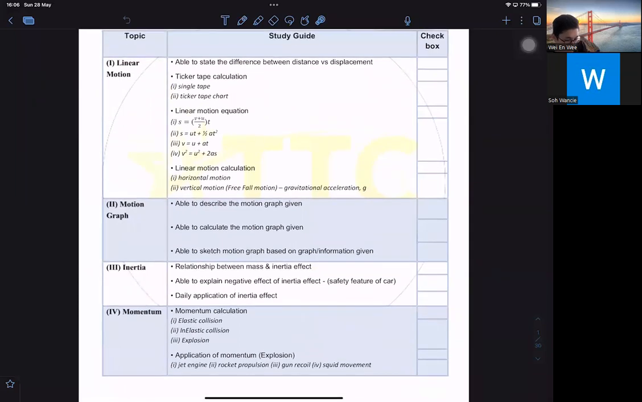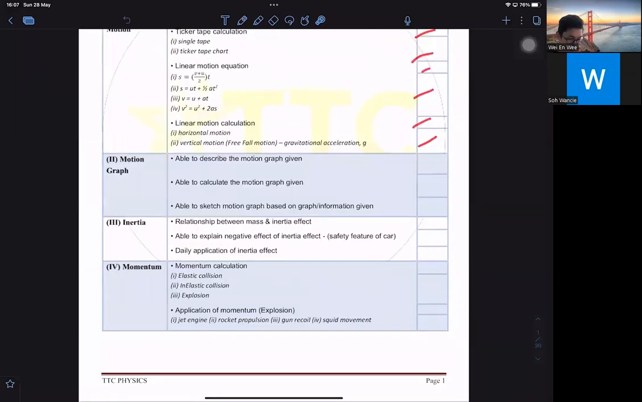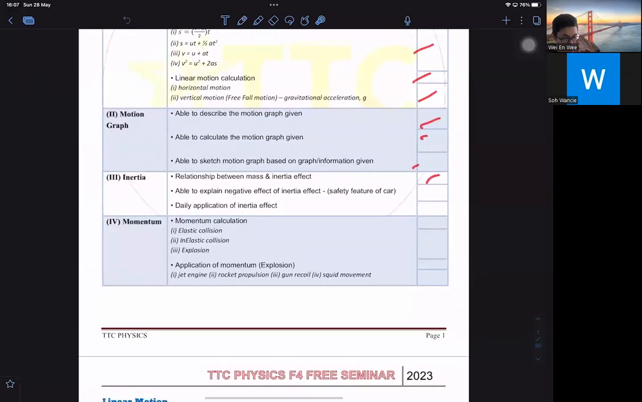Most of the schools, their exam will only cover chapter 1, chapter 2. We don't have chapter 1 here. We will only focus on chapter 2 in this seminar. So you can check whether you have studied everything about linear motion, everything about motion graph, about inertia and momentum. So these are the 4 things that we will focus on today.